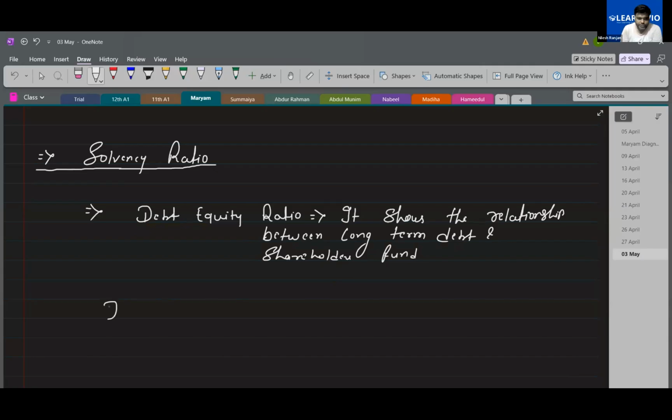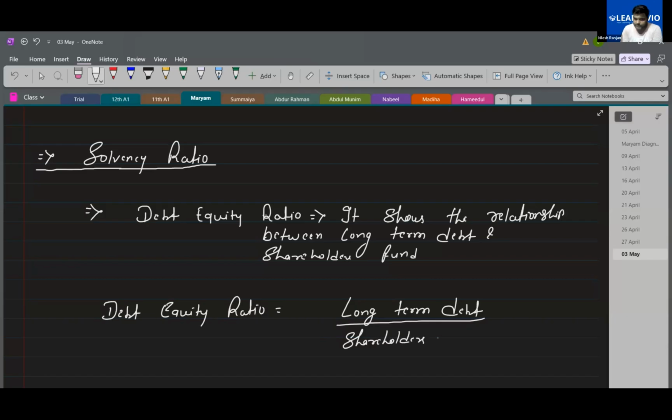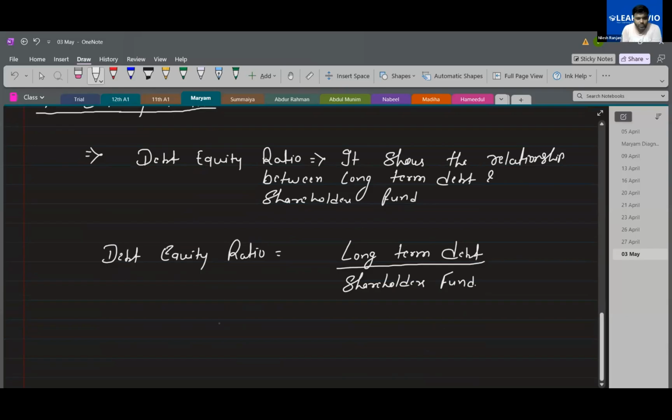Debt equity ratio equals long-term debt divided by shareholders fund. Long-term debt divided by shareholders fund. The ideal ratio is 2:1.